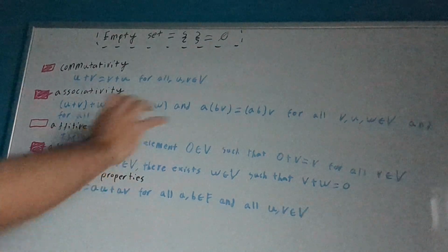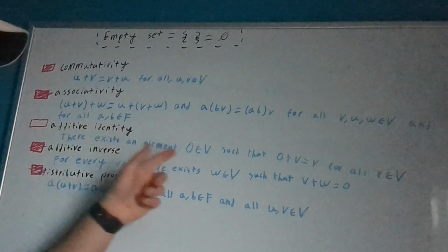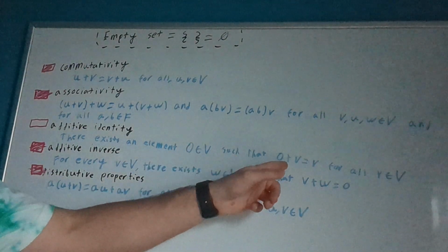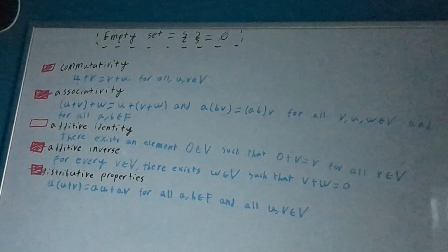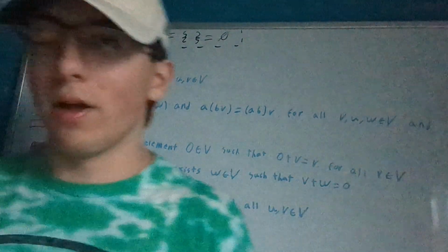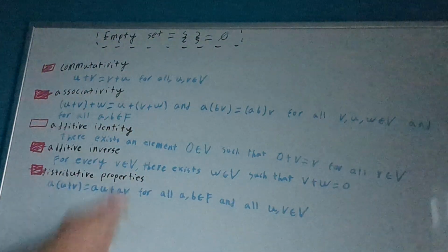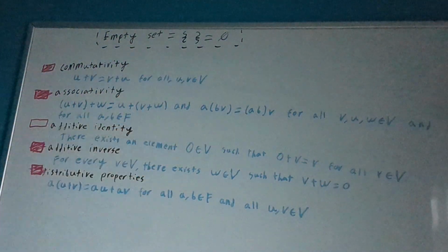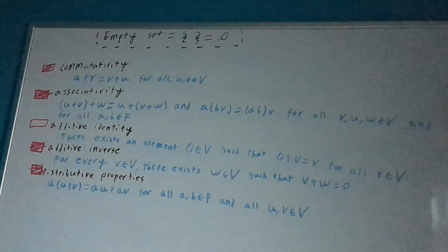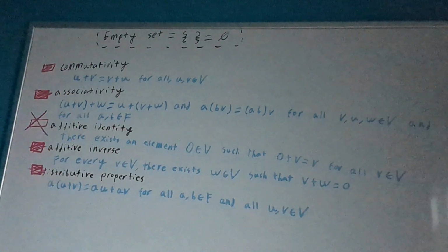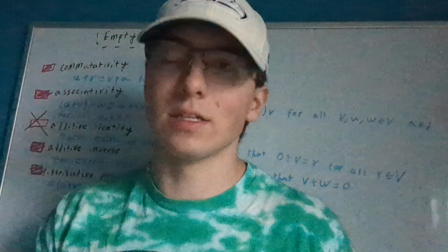Now, let's go to the additive identity. There exists an element 0 inside the empty set, such that 0 plus V equals V for all V inside the empty set. Well, there doesn't exist a 0 inside the empty set by definition of the empty set. So therefore, it cannot fulfill this definition because there is no element 0. So it fails the additive identity. And that is why the empty set is not a vector space.